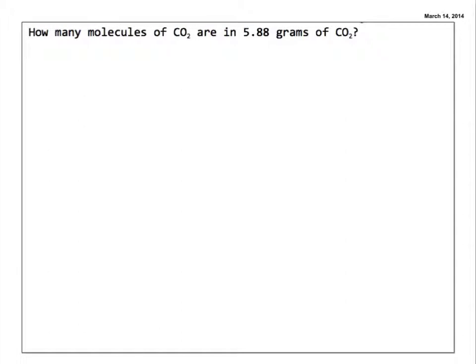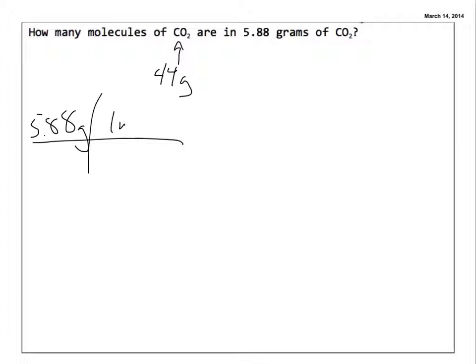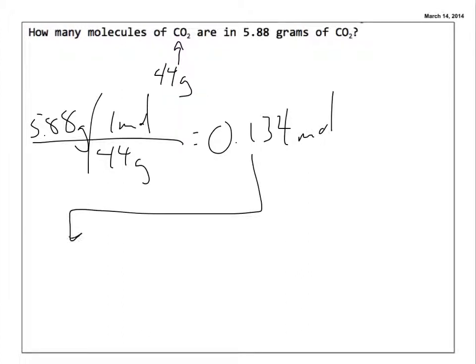So how many molecules of CO2 would you have in 5.88 grams? Remember we said that CO2 has a molar mass of 44 grams. So 5.88 grams times 1 mole over 44 grams means we would have 0.134 moles. Then we're going to take that to do the second step.